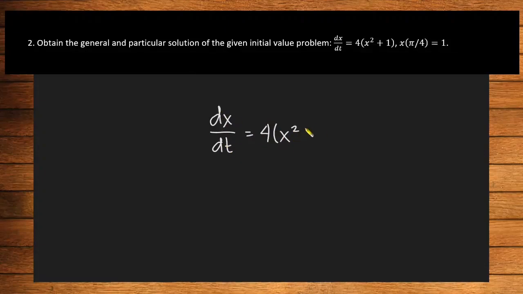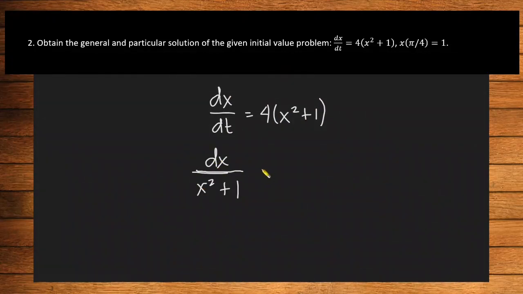So as you can see, we can easily separate our variables here. So we can have dx over x squared plus 1, and then yung dt, ilipat lang natin sa kabila. So that will be equal to 4 dt. Okay, so let me just rewrite this. So both of these terms will be on one side of our equation. And let's just equate this to 0.